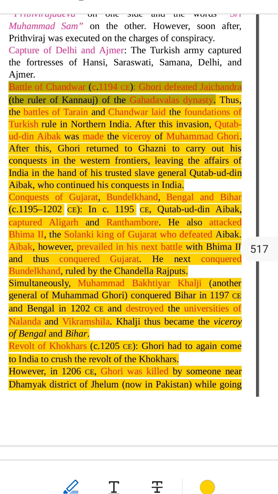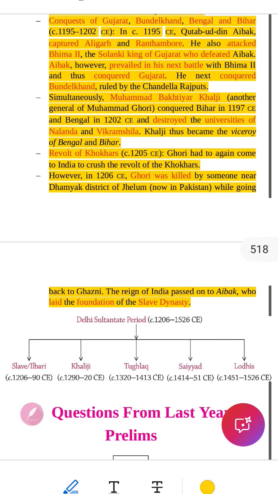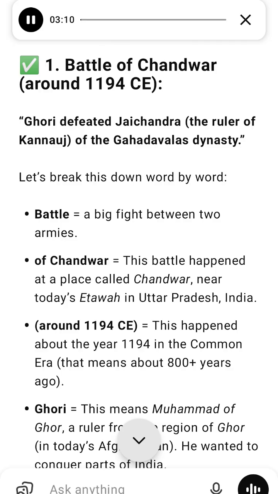Khalji thus became the viceroy of Bengal and Bihar. Khalji was made the viceroy, the ruler under Ghori's command, of Bengal and Bihar. He ruled these regions for Ghori. Just like Aibak in the north, Khalji controlled the east.